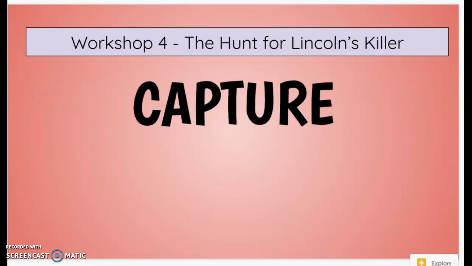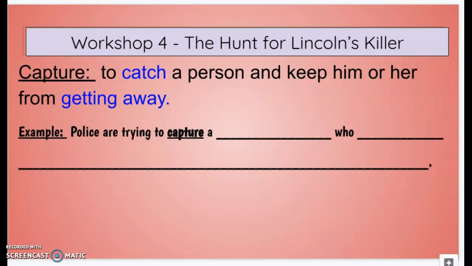Okay. Your next word is capture. And that definition is to catch a person and keep him or her from getting away. And then you're going to fill in your example. Police are trying to capture a blank who did what?